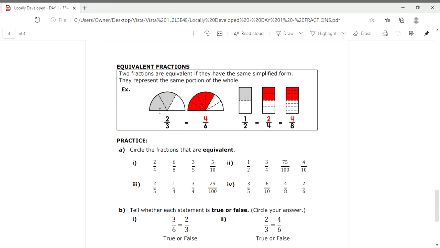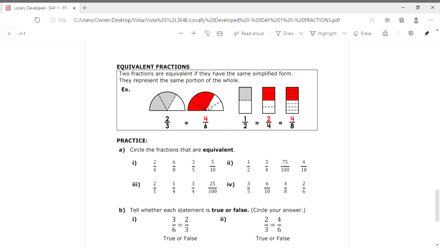Our final section, equivalent fractions. Two fractions are equivalent if they have the same simplified form. They represent the same portion of the whole. For example, on this semicircle, it's divided into 3 parts, 1, 2, 3, and 2 of them are shaded. So the shaded fraction is 2/3, or 2 over 3.